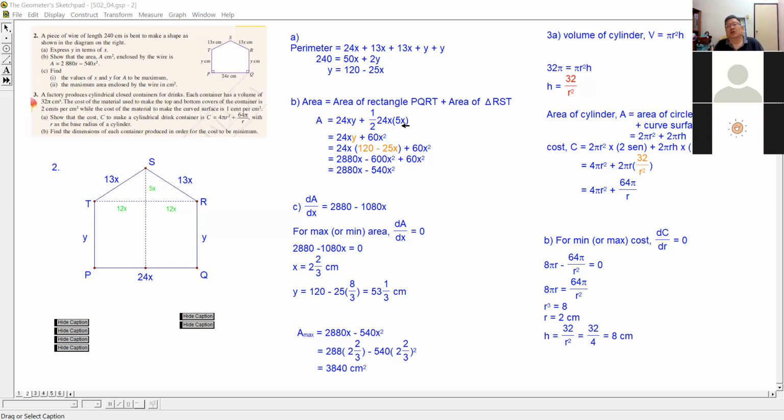Okay, so this topic is about differentiation. So when you get the final formula, you differentiate. Like in this case, differentiate A with respect to x. Or you get the formula for C, so you differentiate C with respect to r. Now, if your C has two variables here, you must know you have to eliminate one of the variables. Okay.